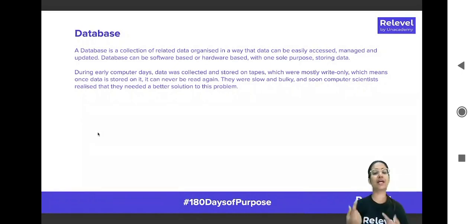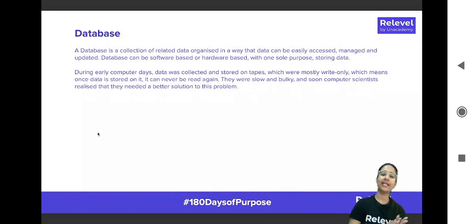Now, during early computer days, data was collected and stored on tapes, which were mostly write only, which means once data is stored in it, it can never be read again. So earlier, do you remember we used to use CD drives, DVDs, which have kind of become obsolete these days. Even computers do not provide the facility to read the CDs and DVDs and anything like that, right? Pen drive is still a little bit used these days, but still, I think everything with the intervention of cloud has become so obsolete that you don't have to use any external hardwares. Everything you have can be uploaded on the cloud, on the internet, and it stores forever, right? You have no worry of losing that information.